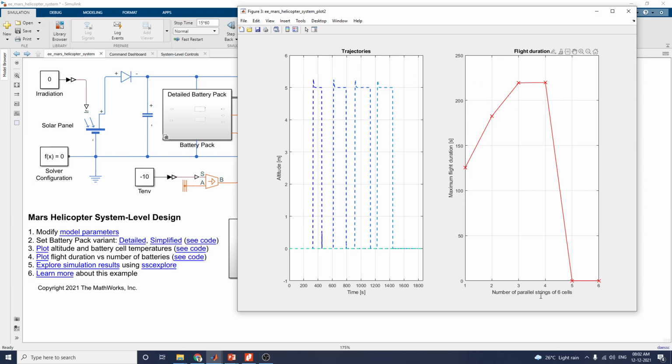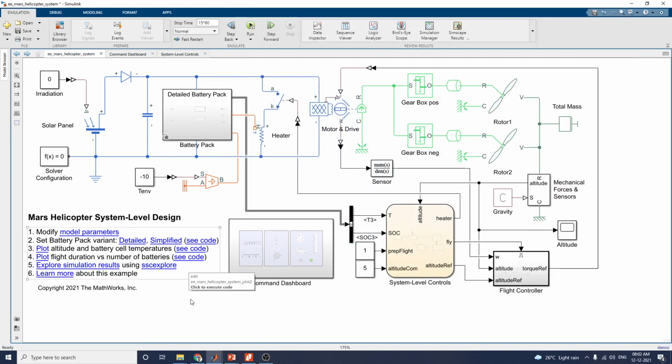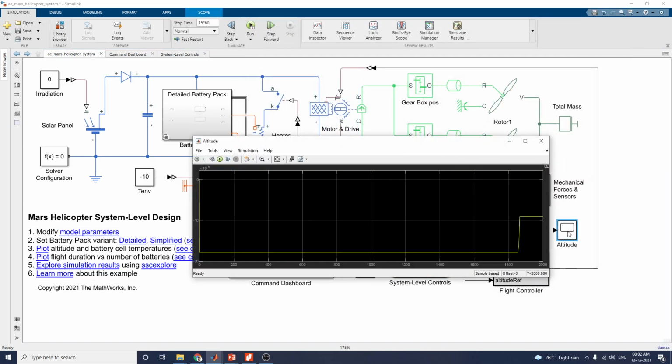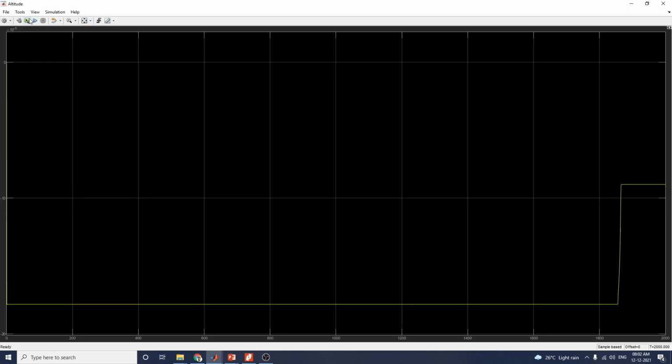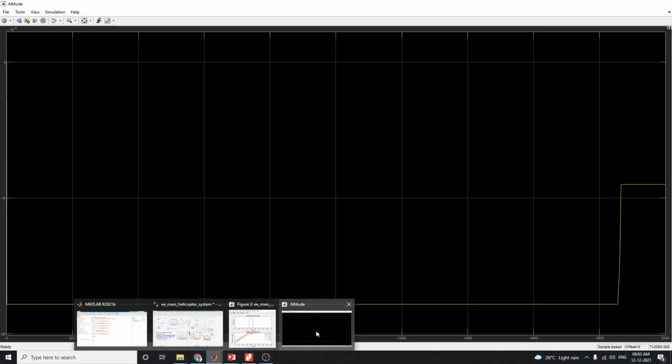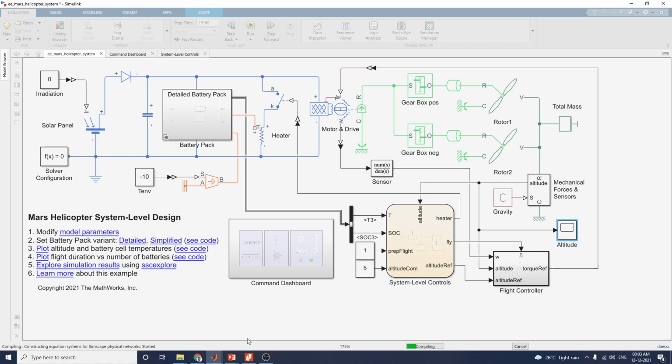you can also add this balancing of cells, 6 cells. You can use 8 cells or you can use 10 cells. Just you can see the plot for flight duration versus number of batteries. It's also possible. The next one, the same thing with this attitude plot is also going with this output for finding.